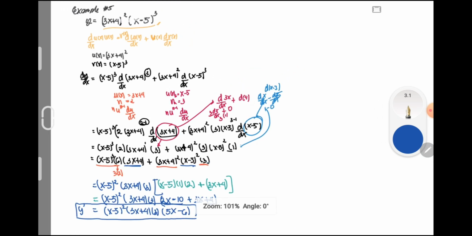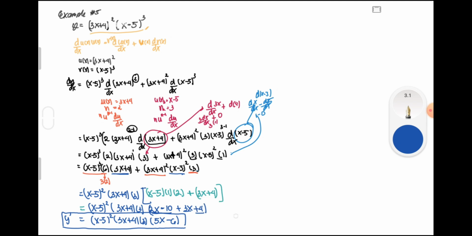That is our example number 5. So let's have another example, wherein y is equal to the cube root of x − 6 divided by 3x + 4.